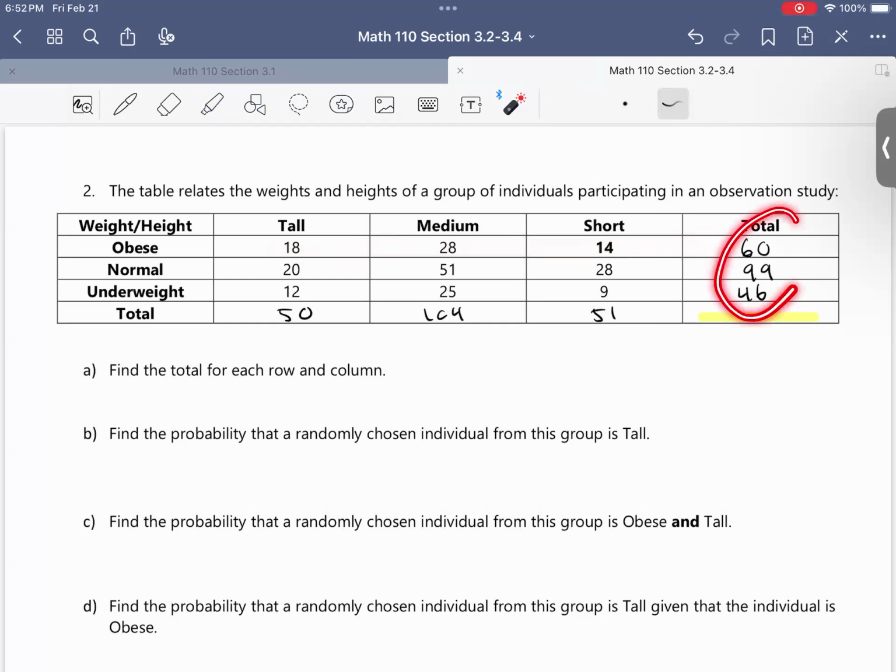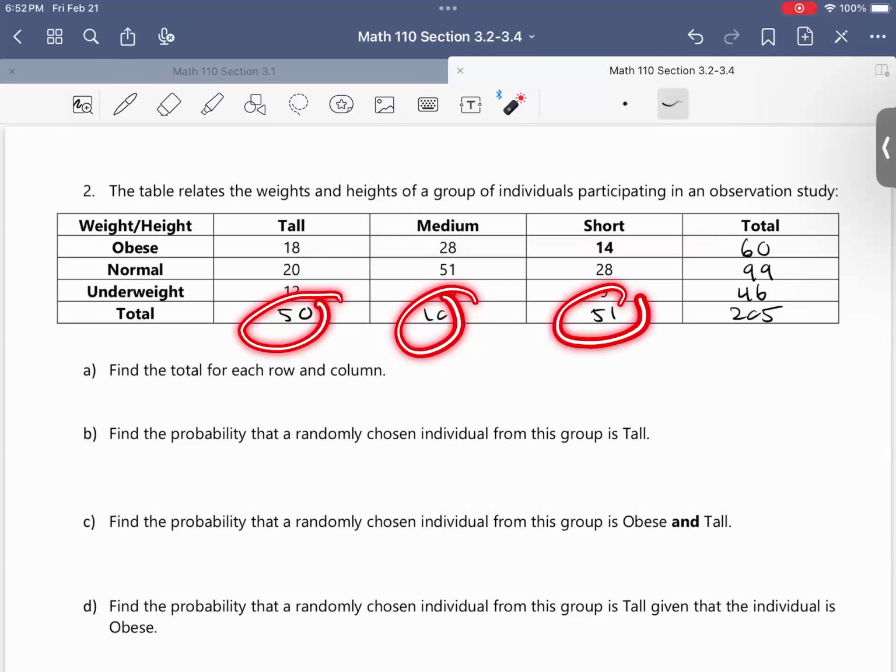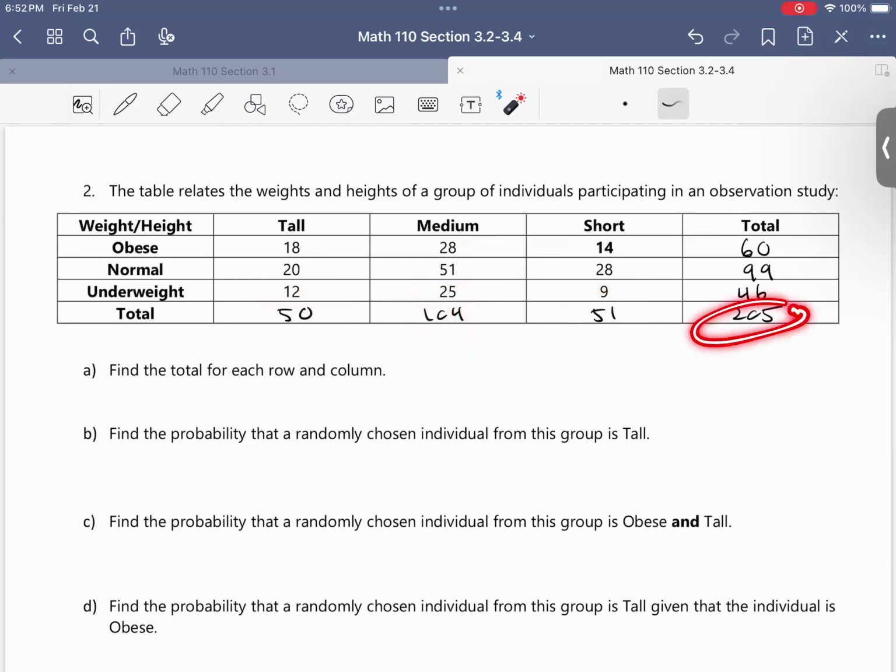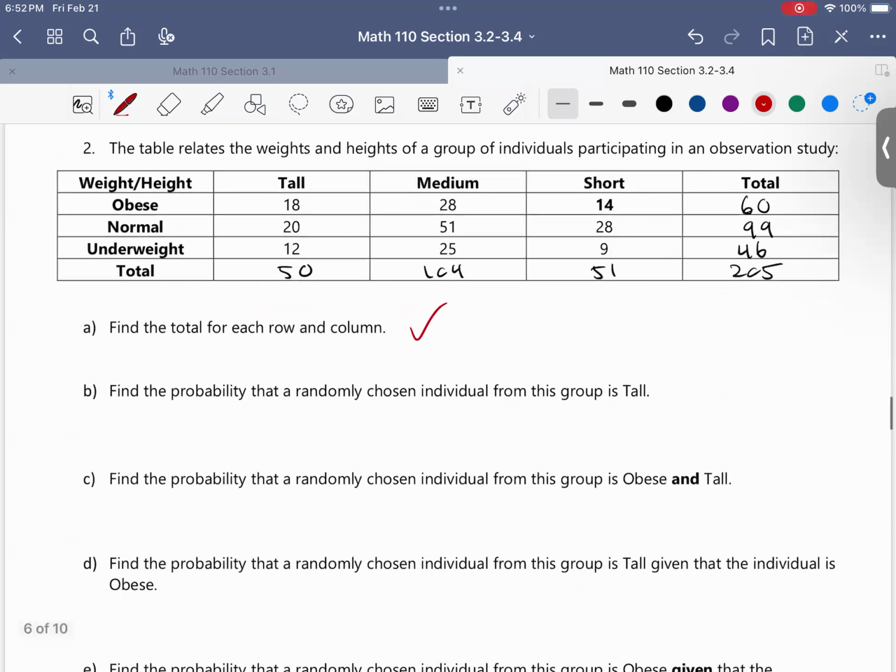So if I add up 60, 99, and 46, I should get 205. And I want to double check my rows now. If I add up 50, 104, and 51, I will also get 205. So make sure your rows and columns are adding up to the same total. So that takes care of question A. We found the total for each column and row. Let's go ahead and find the probabilities now.